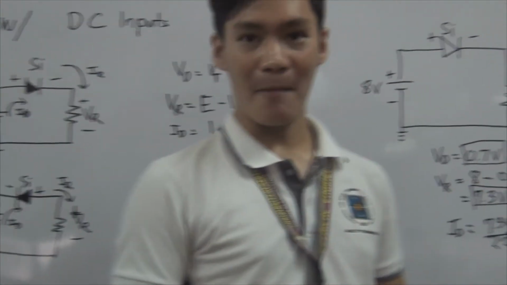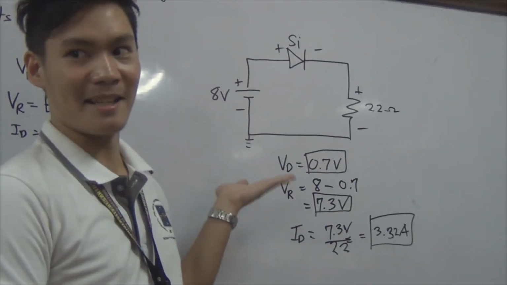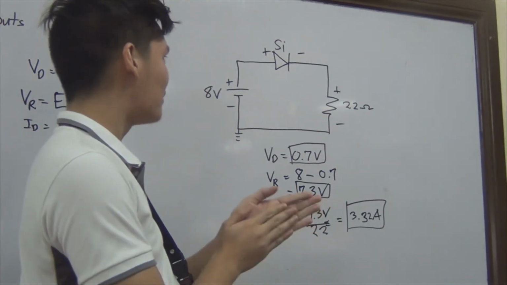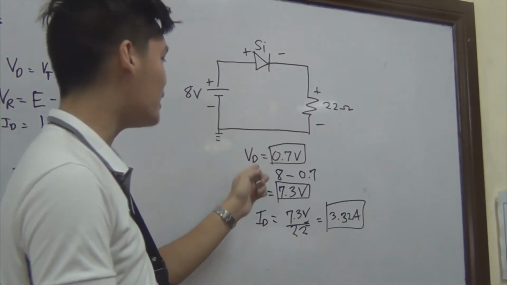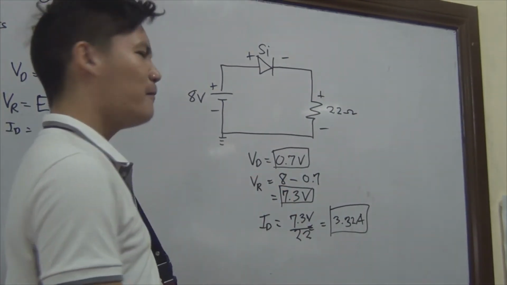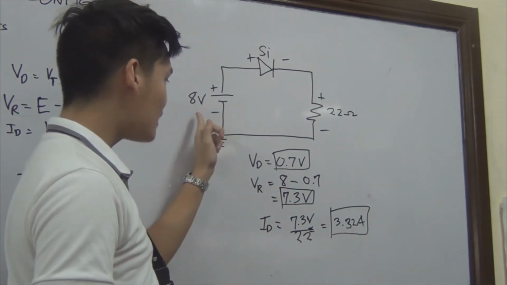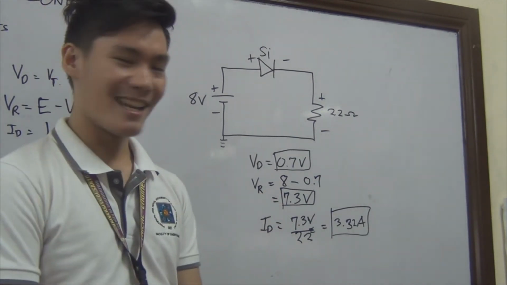So let's go to the example. Our example is this. As we can see, this is a series circuit. So the VD, it's silicon, right? And it is in a forward bias. So the VD is 0.7 volts. VR, using KVL, is equal to 8 minus 0.7, which is 7.3 volts.